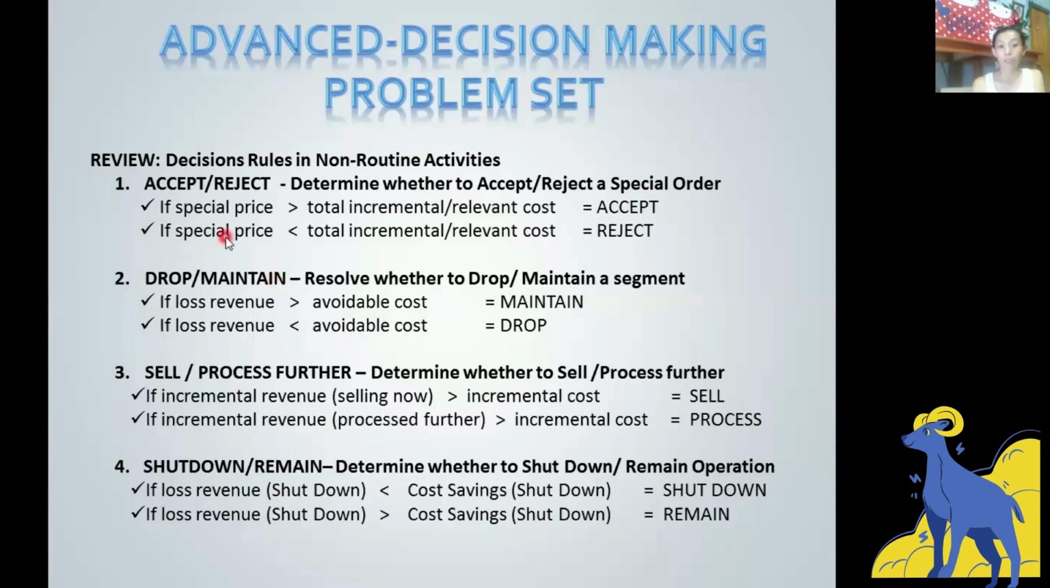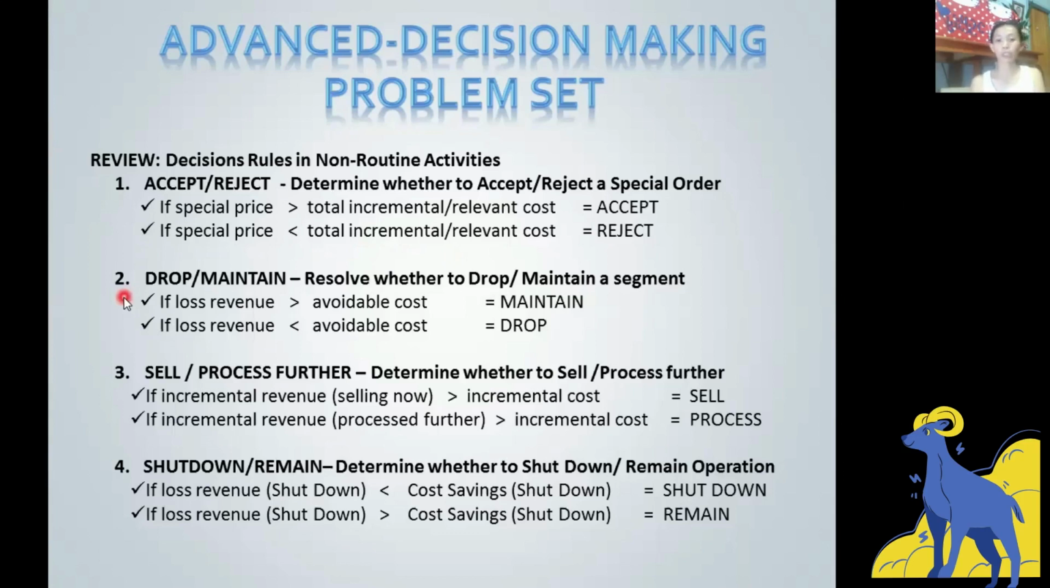Ang una is accept or reject. So i-determine na to either to accept or reject a special order. So ang checklist ani is if special price offered is greater than total incremental or relevant cost, we have to arrive at the accept decision. Or however, if special price is less than the total incremental or relevant cost of accepting the special order, so we have to come up with the reject decision.